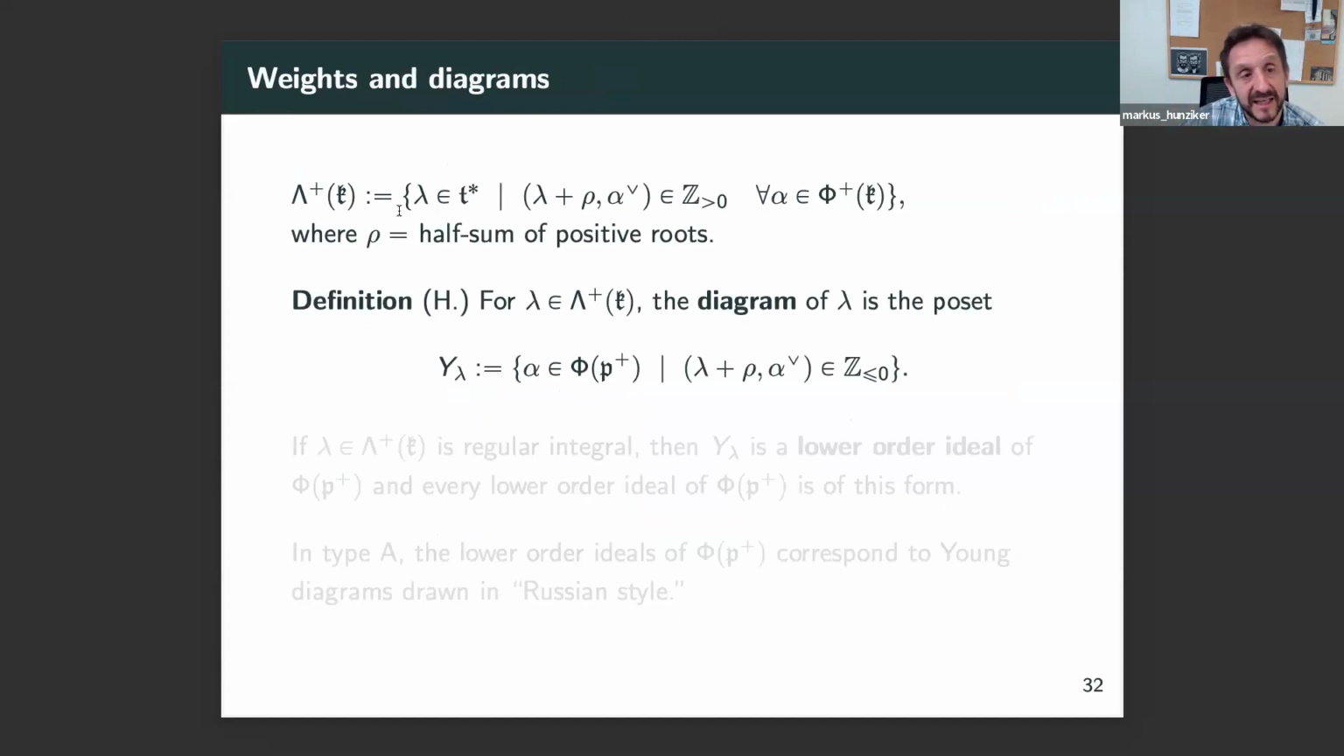I have again these k-dominant integral weights, and as usual, rho is the half sum of positive roots. These are the positive roots in g, not in k. And an important definition that I introduced is the following. For any k-dominant integral weight lambda, I associate a certain poset, namely the set of all roots in Phi(P plus) such that if you take the inner product of lambda plus rho with the co-root alpha check, you get a non-positive integer.